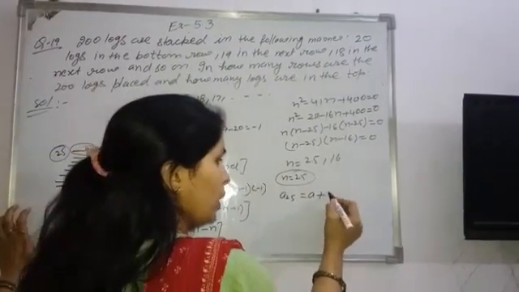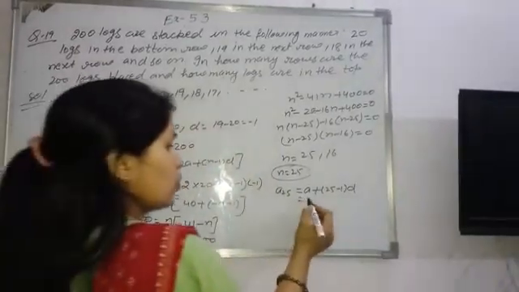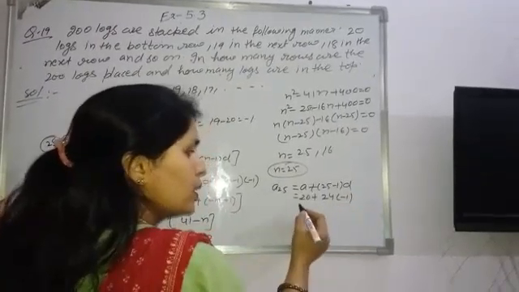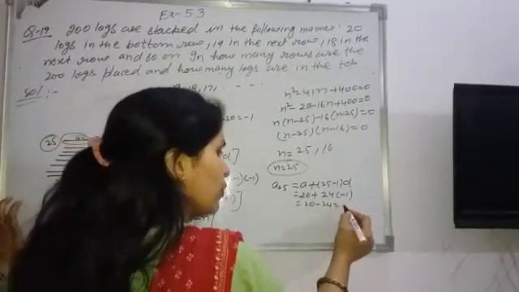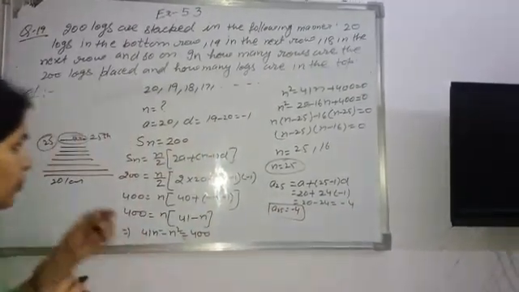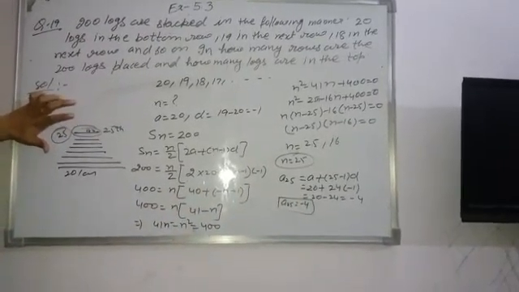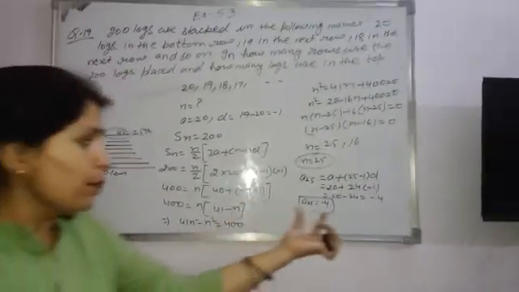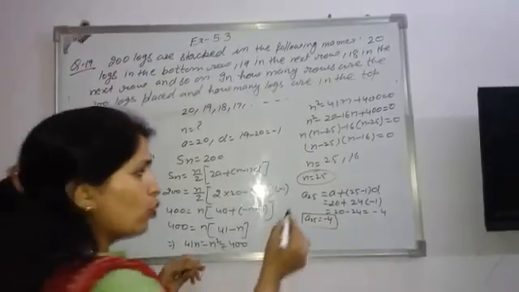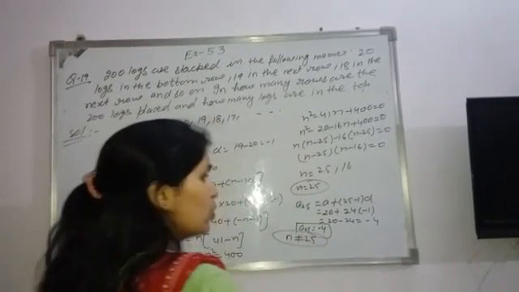a25 will be equal to a plus 25 minus 1 into d. The value of a is 20, so 20 plus 24 times minus 1, which is 20 minus 24, so the value is minus 4. It means the logs in the top row is minus 4. Is this value possible? No, because the number of logs cannot be negative. So we will neglect this value, n is not equal to 25.